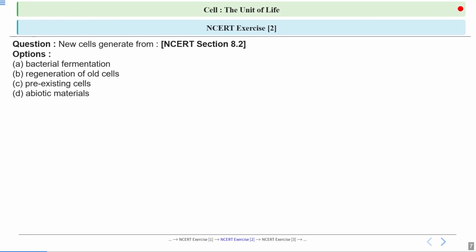Next one, new cells generate from. What are the options? New cells generate from bacterial fermentation. Option B would be regeneration of the old cells. C is from the pre-existing cells and D is abiotic materials. What is the correct answer?